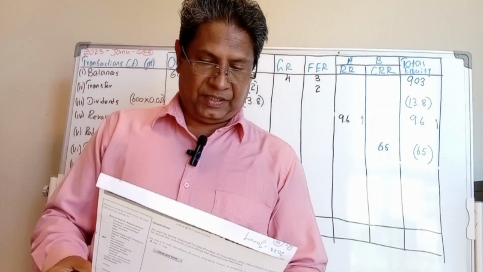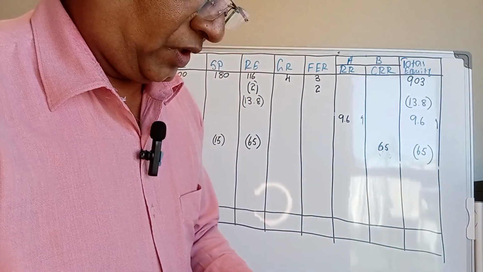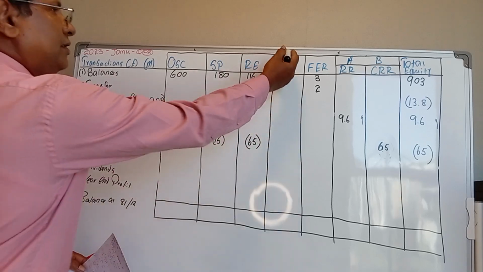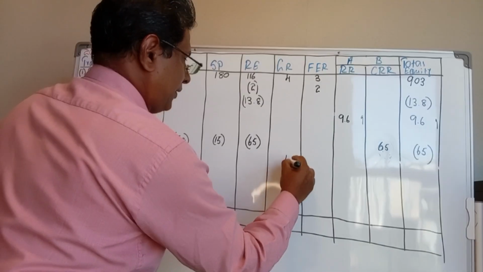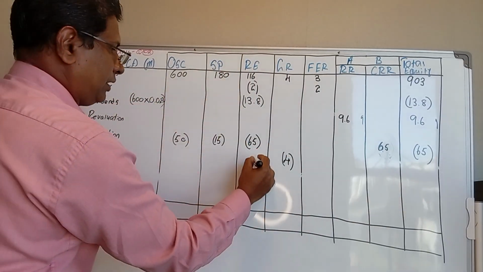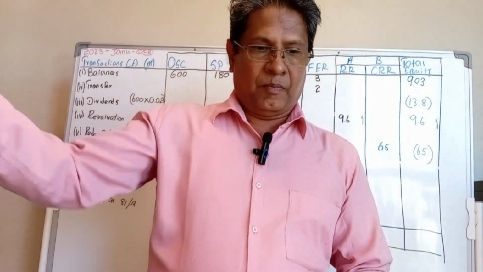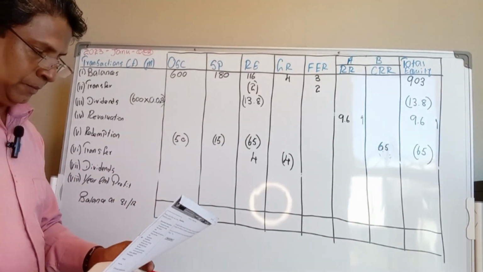Clear? Simple to understand. Sixth adjustment: all of the general reserve is transferred to retained earnings. Here's the general reserve, all of it means 4. So for your transfer you'll be having minus 4 here. Where is it going to? It's going to the retained earnings. Therefore, it becomes plus 4. Isn't it so? Minus on the general reserve, plus 4 on the retained earnings.